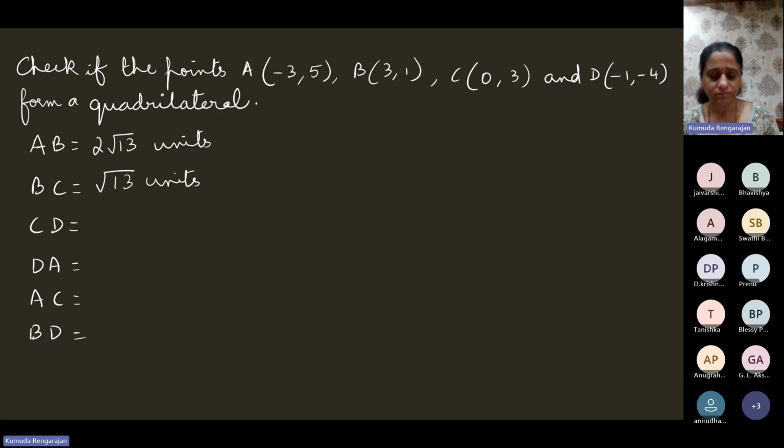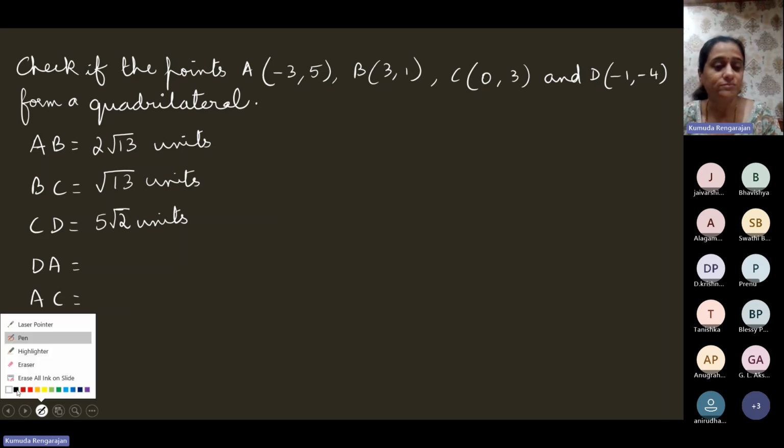Yeah, CD, children. 2√5. Okay, Bhavishya, 2√5. Prenu, good. But I don't have 2√5, Prenu. I have a different answer. 5√2. Yeah, that's right. Was that Prenu again or Bhavishya? Bhavishya. Okay, Bhavishya. Yeah, that's right. 5√2.